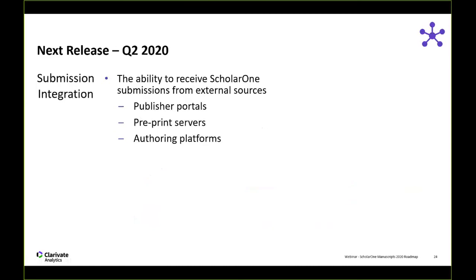Submission integration is a major focus of this May release coming out. Submission integration, you may ask, what is it? It is the technology and infrastructure needed to accept submissions from external sources. So for example, a publisher may have their own submission portal where they're collecting submissions and sending them to ScholarOne. There are numerous preprint servers like BioArchive and ChemArchive that Josh mentioned earlier, and then authoring platforms as well. Next click.